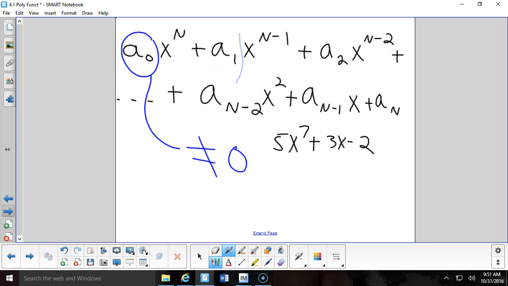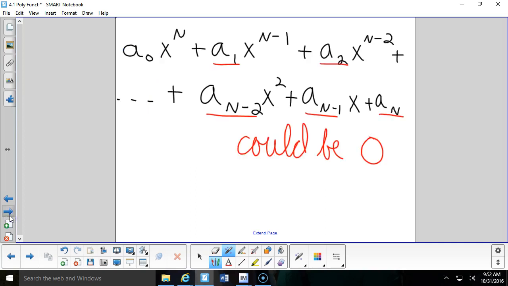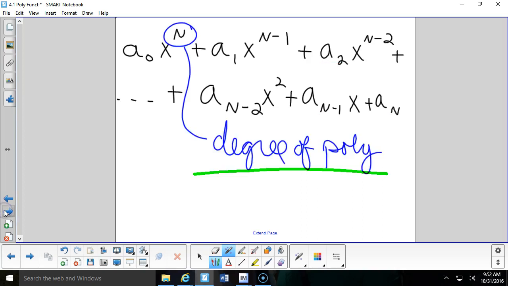Other terms could have a 0, like this guy. So the coefficient for x to the 6th power is 0. The coefficient for x to the 5th power is 0. The coefficient for x to the 4th power is 0, etc., etc. So some of them can be 0, just not the first one. All the rest could be, just not the first one. Then you don't have that polynomial.